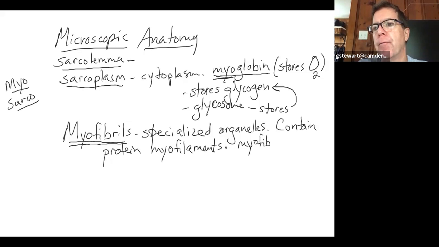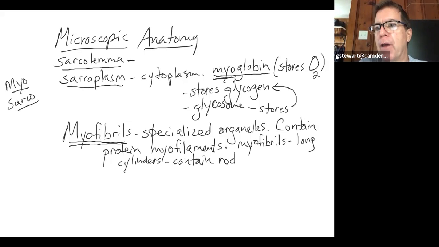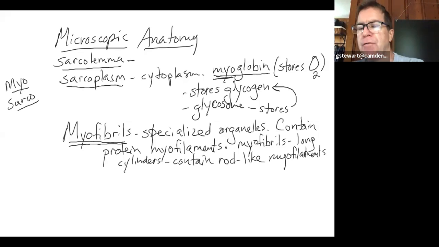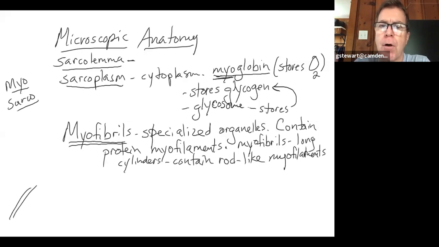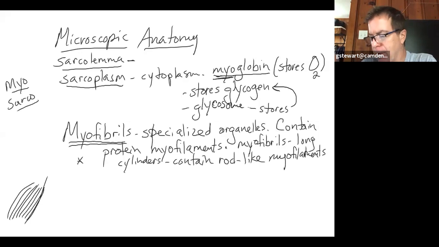Myofibrils are just long cylinders that contain the rod-like myofilaments. I'll draw a picture at the end of this. When we look at an individual muscle fiber cell, it's just like the muscle was arranged macroscopically, where we have long cylinders grouped, packaged together to form an entire muscle. Guess what? That's also what the inside of an individual cell looks like. It just looks like a bundle of tubes wrapped around a bundle of tubes wrapped around a bundle of tubes. These myofibrils take up the bulk of the volume of the inside of the cell.